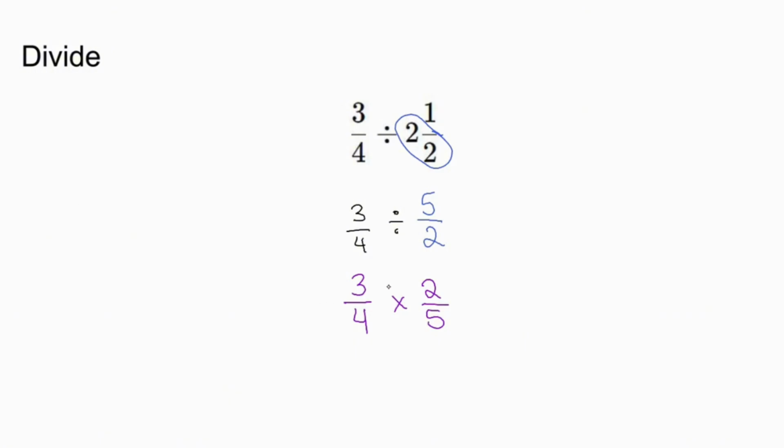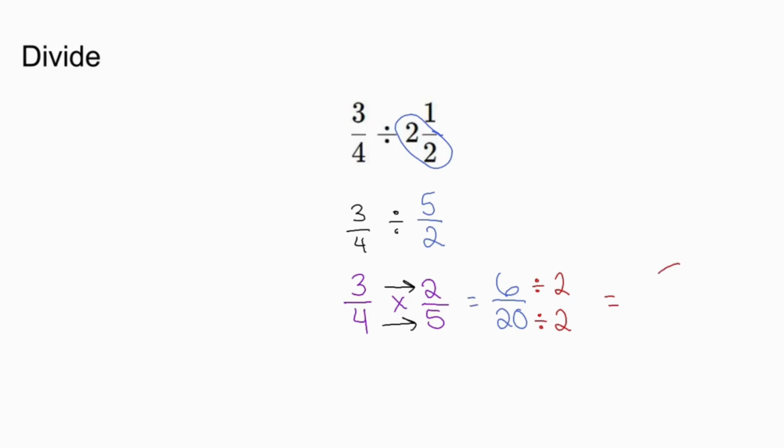And when you do that, multiply straight across the numerator and straight across the denominator. 3 times 2 is 6, and 4 times 5 is 20. Now you'll notice those are both even numbers. So we can simplify this fraction, and the way we do that is we divide the numerator and the denominator both by 2. So divide up by 2, divide down by 2.